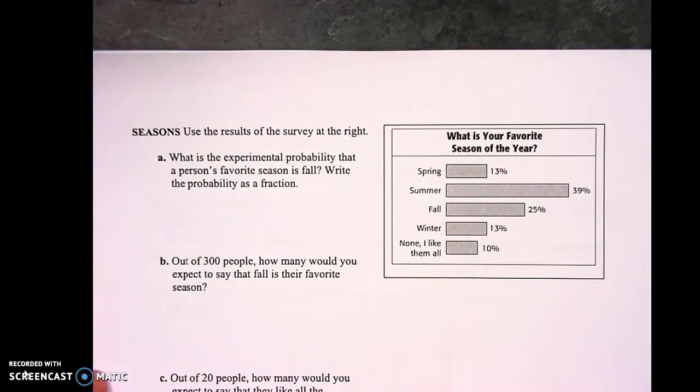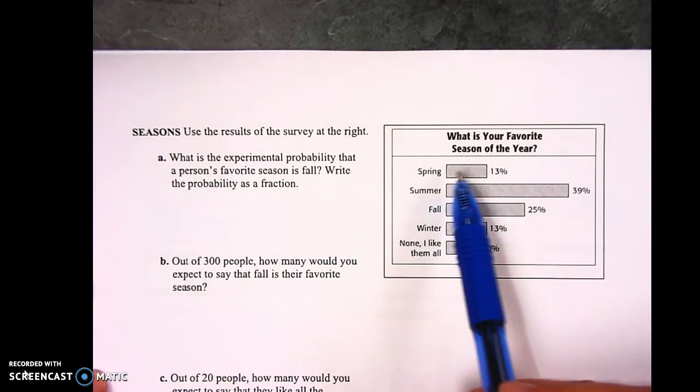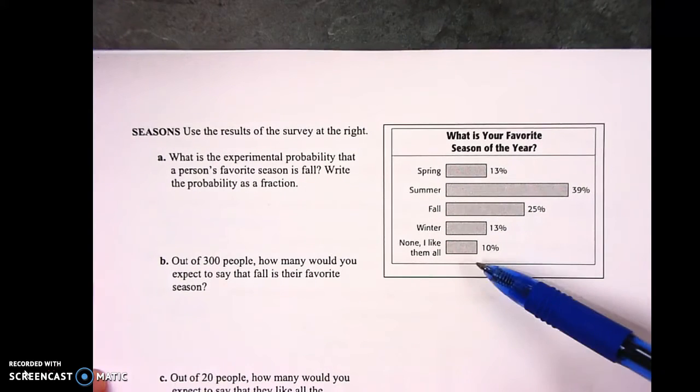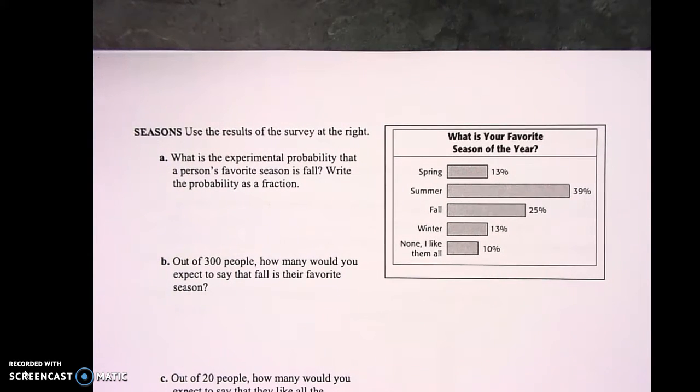We have a bar graph, a horizontal bar graph about seasons. Use the results of the survey at the right to answer these questions. What is your favorite season of the year? Spring, summer, fall, winter, or none? I like them all. Part A, what's the experimental probability that a person's favorite season is fall? Write the probability as a fraction.